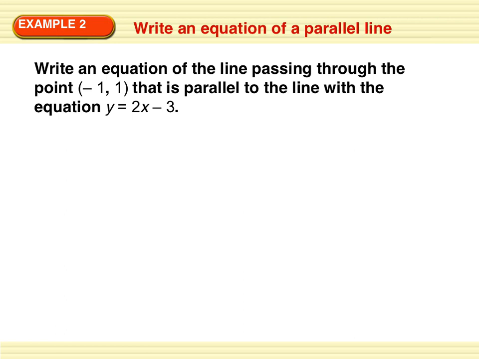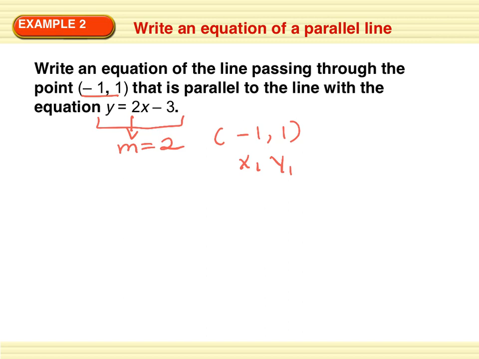So this question is asking us to write an equation of the line going through the point (-1, 1), and it wants that line to be parallel to this equation. Now, what do I know about parallel lines? What do they have in common? The slopes are the same. Good. So the slope of this line is going to be +2. The ordered pair (-1, 1) is going to be my ordered pair x1, y1.